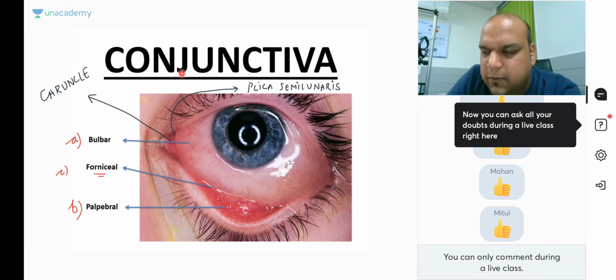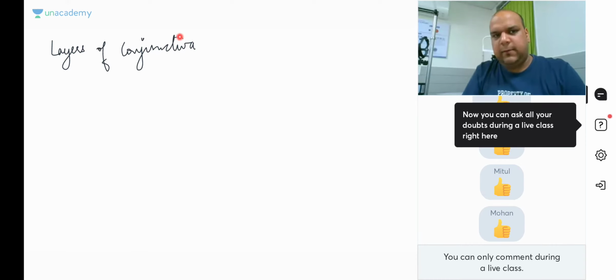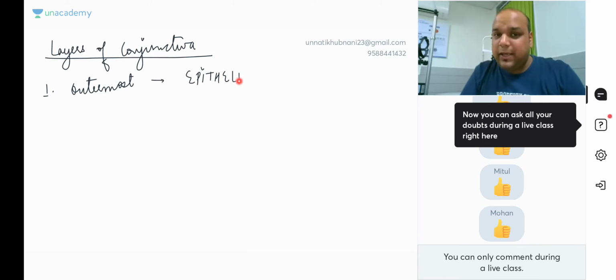Everybody clear about this? Parts of our conjunctiva. Now, what do we want to know? Histology or the layers of conjunctiva? Layers of conjunctiva. So, everybody, after the parts, number 1, the outermost layer. The outermost layer obviously will be called as epithelium. Just like the cornea, the corneal outer layer was also epithelium, conjunctiva outer layer is also epithelium.